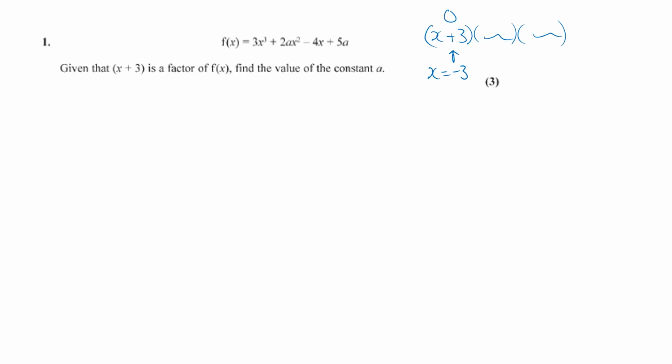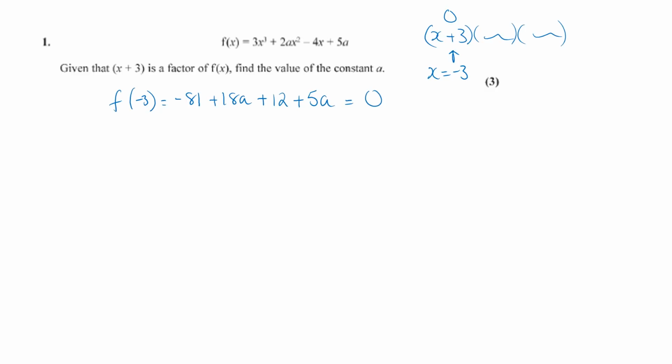So what we need to feed in is f of minus 3. So minus 3 cubed will be minus 27, times 3 will be minus 81, plus minus 3 squared is 9, times 2, so that would be 18a. Minus 3 times minus 4 will be plus 12, plus 5a is going to equal 0.